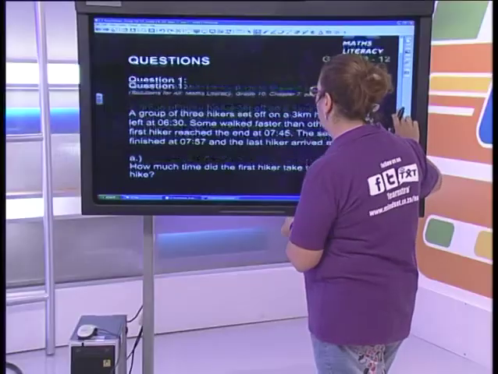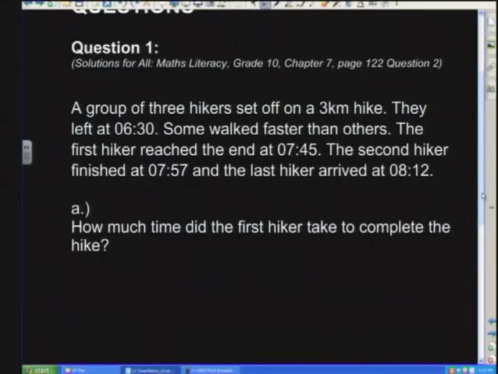Over to you. So, this question comes from the Macmillan book, grade 10, chapter 7, page 122, question number 2. A group of 3 hikers set off on a 3-kilometer hike. They left at 6:30 in the morning. Some walked faster than others. The first hiker reached the end at 7:45. The second hiker finished at 7:57, and the last hiker arrived at 8:12. So the question now is, how much time did the first hiker take to complete the hike?